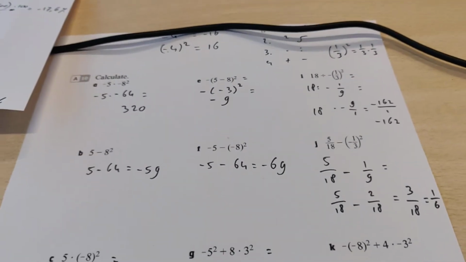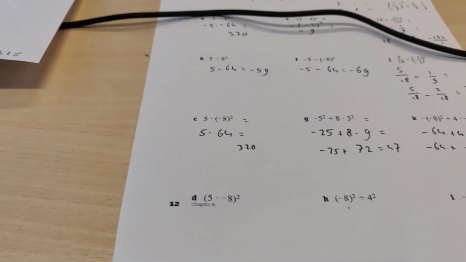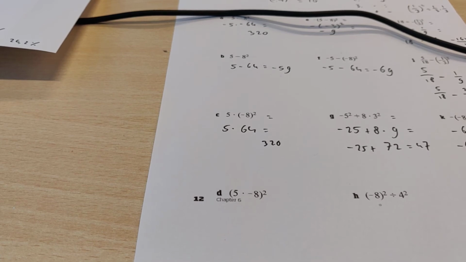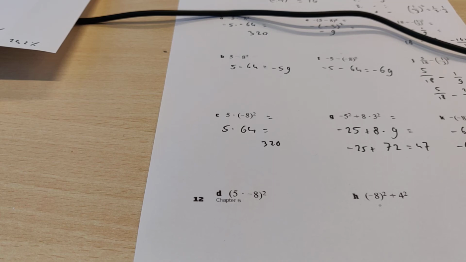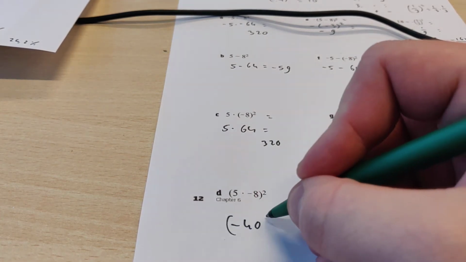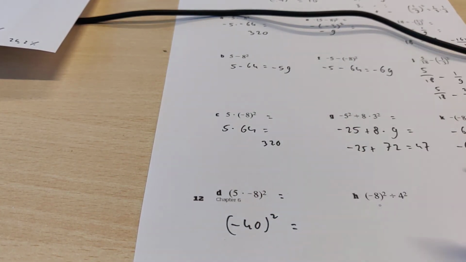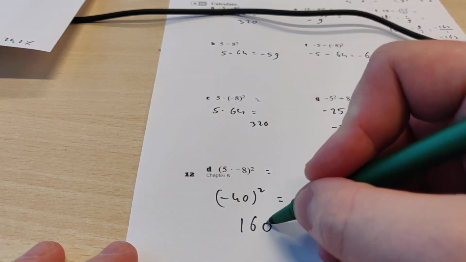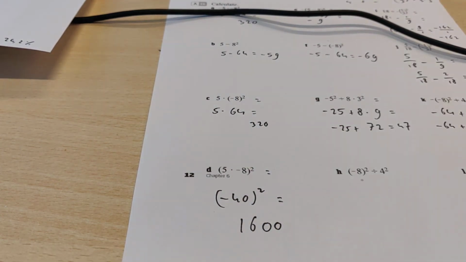We're 3/4 of the way done. We have 9 exercises finished, and we still have 3 to go. This one. Here the 5 times minus 8 is in the bracket, so we need to calculate that first. 5 times minus 8 is minus 40. And then we need to square that. Well, we know that 4 times 4 is 16, so 40 times 40 is 1600. And because the minus is in the brackets, the answer is going to be positive. So this is the answer there.